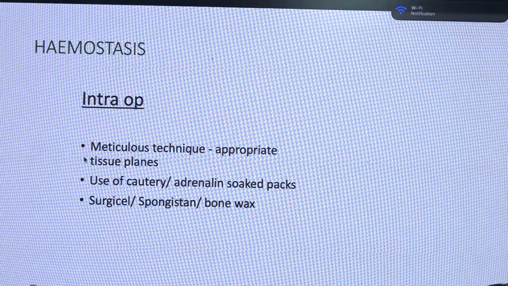Intraoperatively, staying in the right planes, avoiding the angular vessels and other vessels, which was so beautifully pointed out by you, is important. If you are aware of the anatomy, you will avoid those vessels. Use of cautery where needed. Use of suction is very helpful for continuing the surgery without obstruction. And adrenaline soaked packs, Surgicel, Spongistan, bone wax, etc.